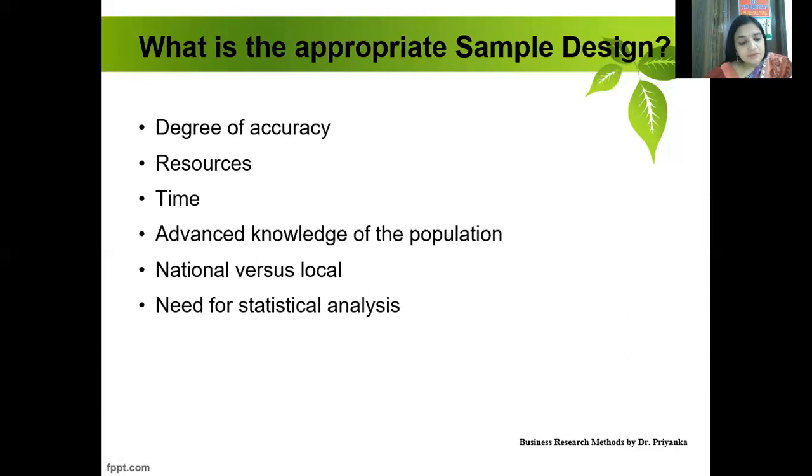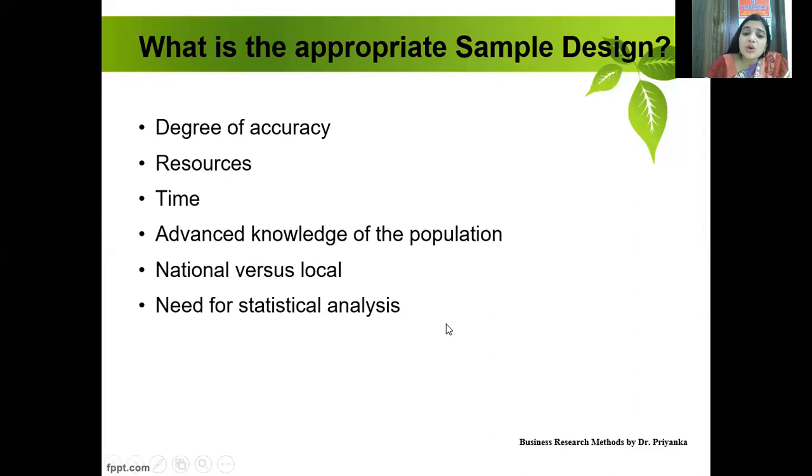Then time. Researchers who need to meet a deadline would always go for those sampling designs which are quick, which are simple and less time-consuming. A telephonic survey can be done in that case, right? So it depends on so many things. It's not just one thing how you decide the sampling design.